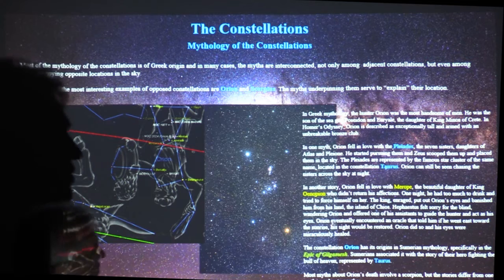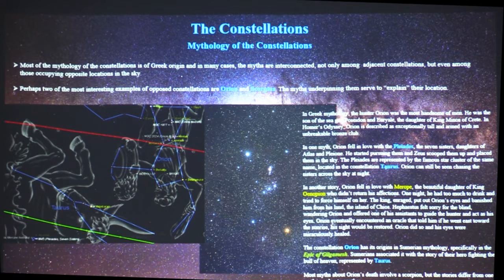According to Greek mythology, the hunter Orion was the most handsome of men. He was the son of the sea god Poseidon and Euryale, the daughter of King Minos of Crete. In Homer's Odyssey, he's described as exceptionally tall and armed with an unbreakable bronze club. In one myth, he fell in love with the Pleiades. Now, you know what the Pleiades are? The seven sisters. The Pleiades and the Hyades, you've heard of the Hyades, are both in Taurus as well. The Hyades were associated with rains and storms because they were crying all the time because their brother died. And they were half-sisters to the Pleiades.